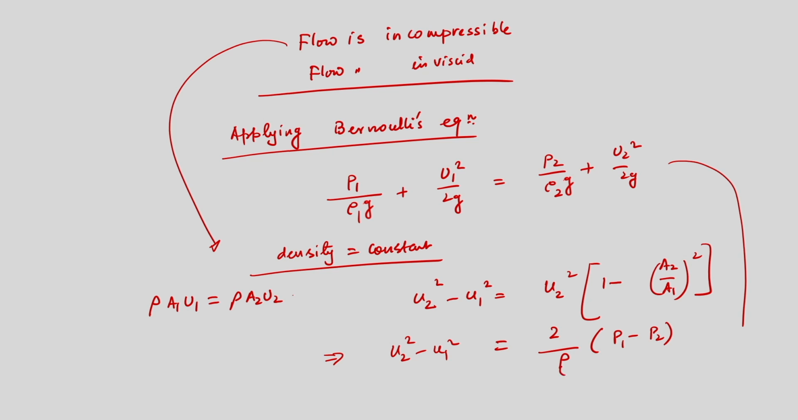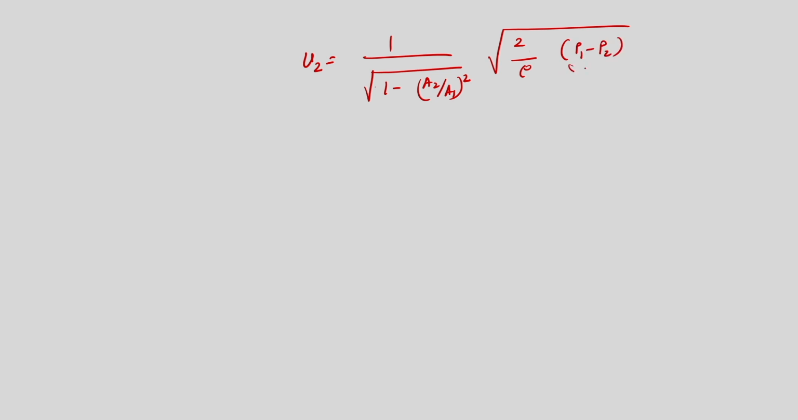Now, this P1 minus P2, delta P, we will get from our experiments, since we need to connect a manometer between these two points. Now, I can write from that equation U2 will be equal to 1 by the square root of 1 minus (A2 by A1) square, the straightforward formula that we have studied many times, times the square root of 2 by rho into (P1 minus P2), that is delta P.